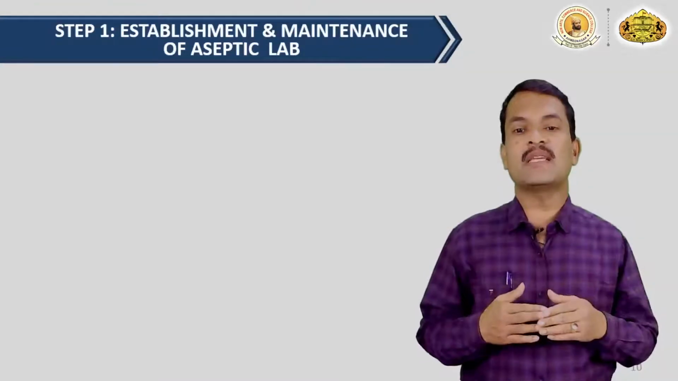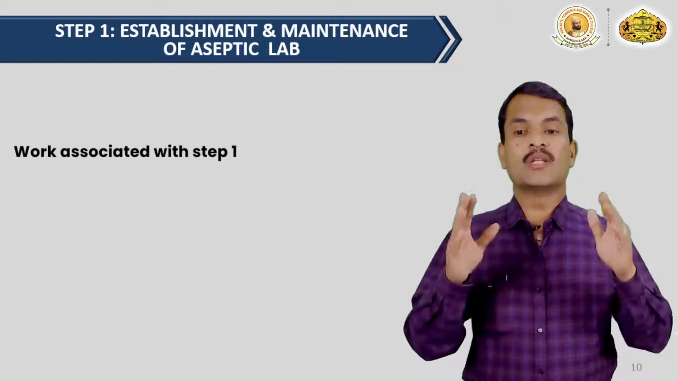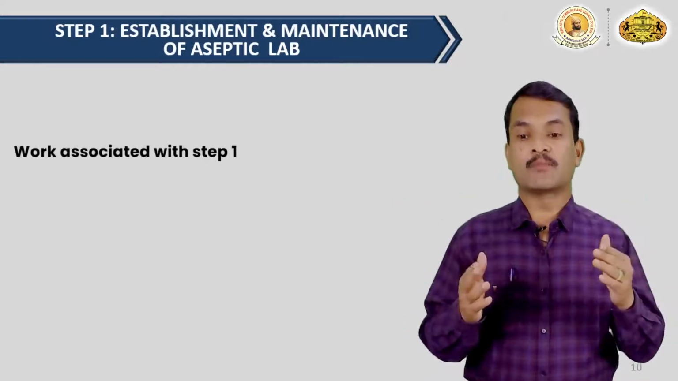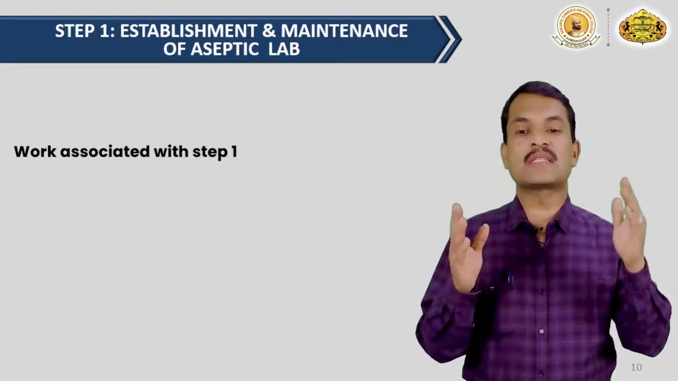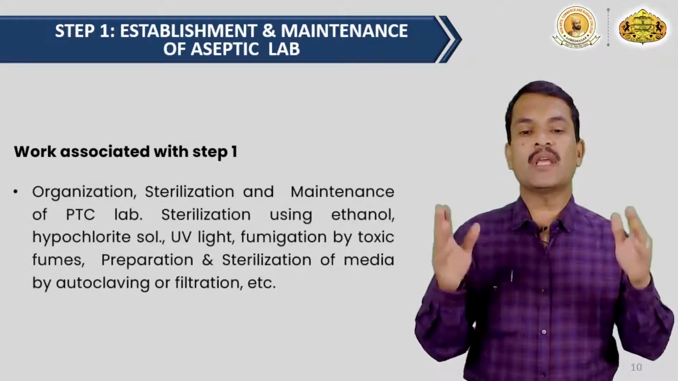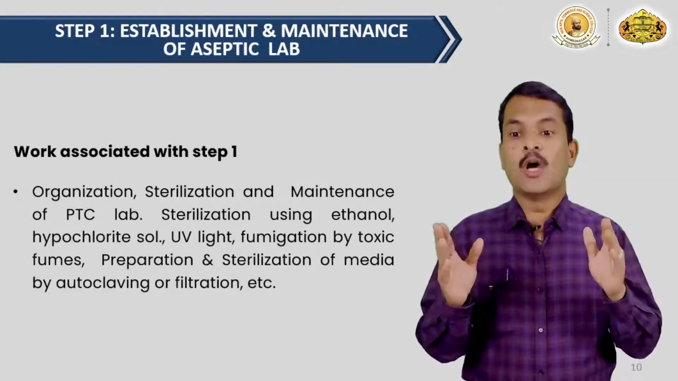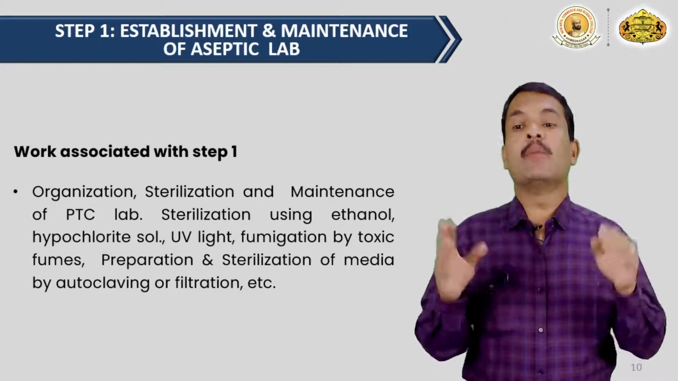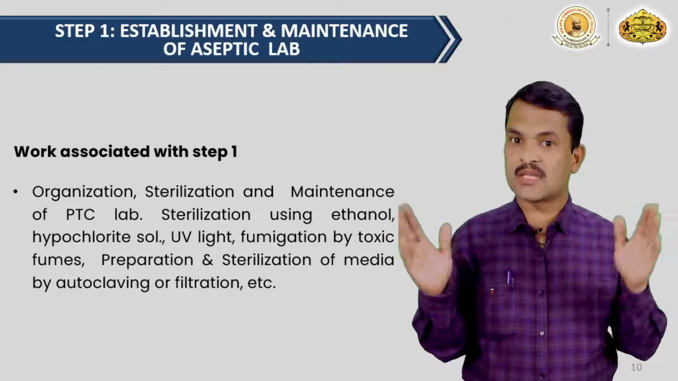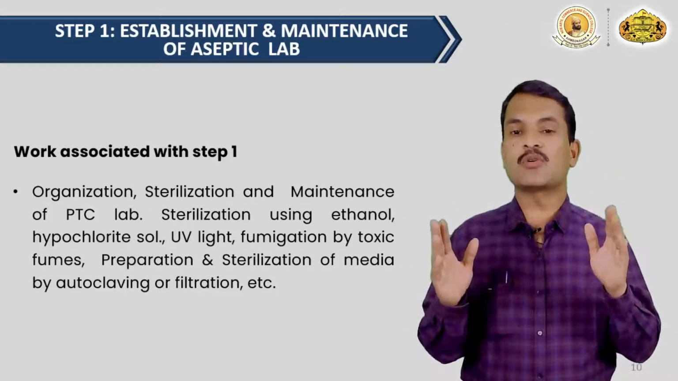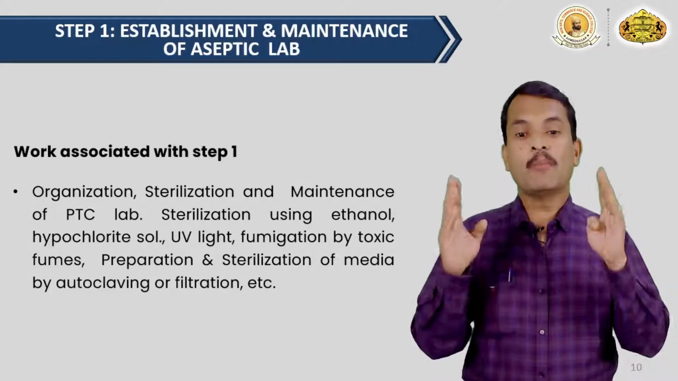So step 1 is the establishment and maintenance of an aseptic lab. There are several areas associated with this step, and we need to maintain aseptic conditions over there. So organization, sterilization, and maintenance of the PTC lab is very important. First you need to organize the things. We have discussed the plant tissue culture lab setup in the previous lecture, if you remember. Within that I have mentioned this.